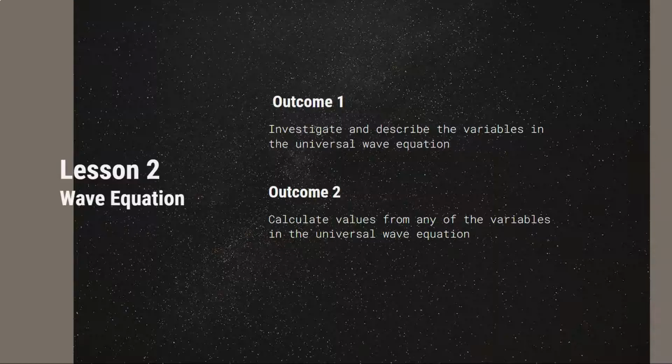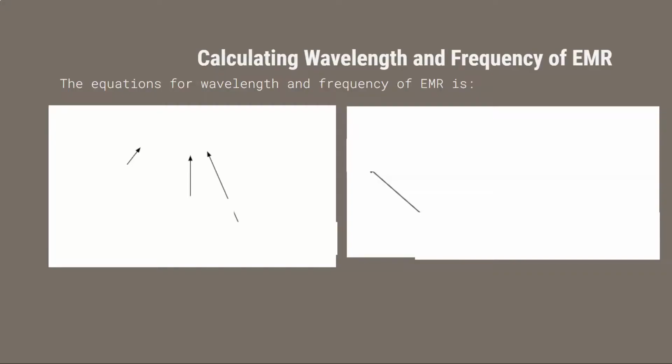Hello, Science 30. Welcome to our next lesson on the wave equation. Today we are going to investigate and describe variables in the universal wave equation. So we're going to be looking at how to solve for different constants, understanding what the wave equation is used for, and move around a formula. So essentially calculating wavelength and frequency.